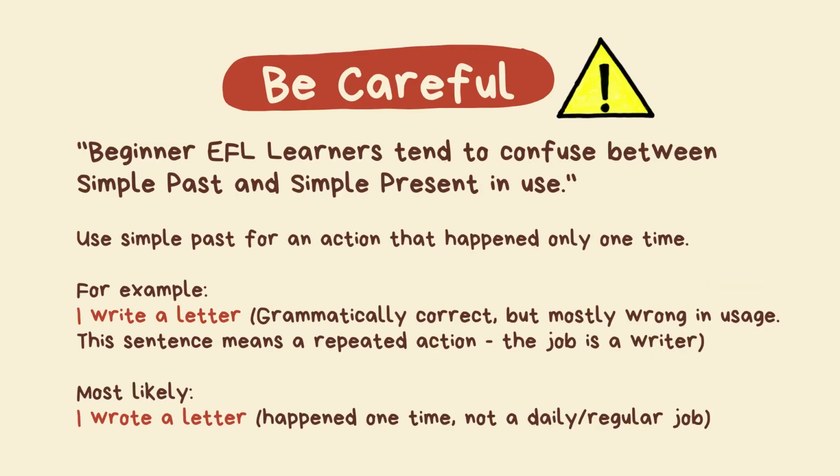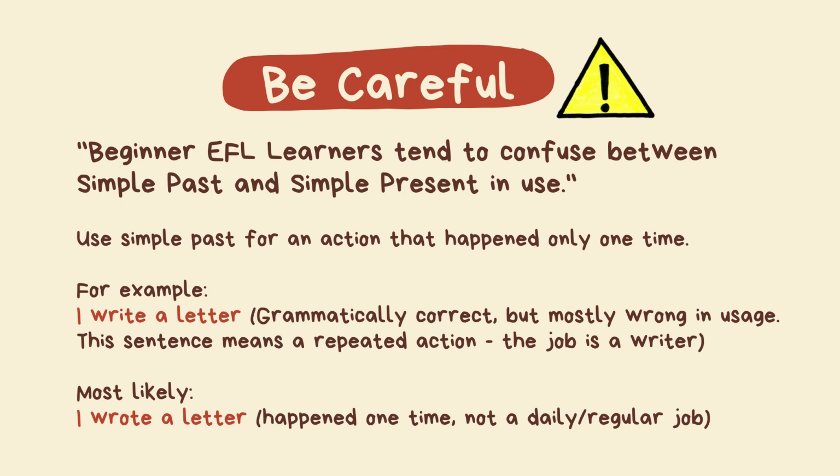For example, if a teacher asks a student, please write a sentence in simple past using any verb. Or maybe the teacher wants the student to make a sentence using the verb write, and usually a student will say, I write a letter. Okay, I write a letter. If this is just how to make a sentence, then it's okay. It is grammatically correct, but mostly wrong in usage because this sentence means a repeated action.